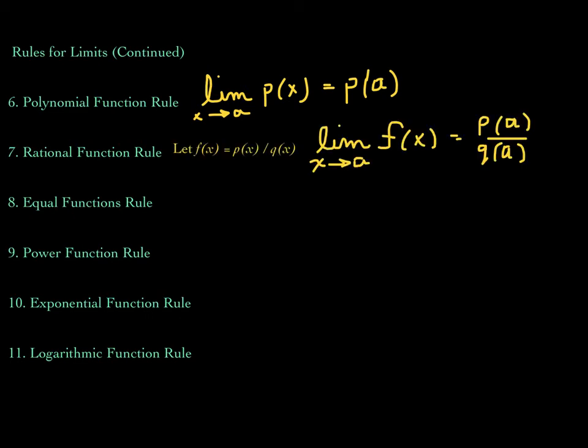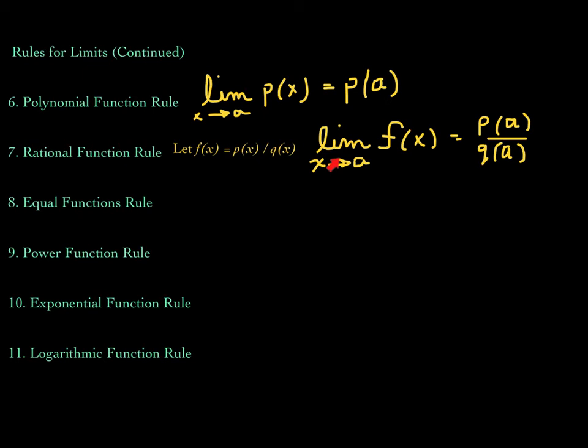All right, here let f of x be a quotient of 2. So this is a division. This is a fraction bar. So it's a quotient of 2 polynomial functions. So p of x and q of x are polynomial functions. So let f of x be this rational function here.